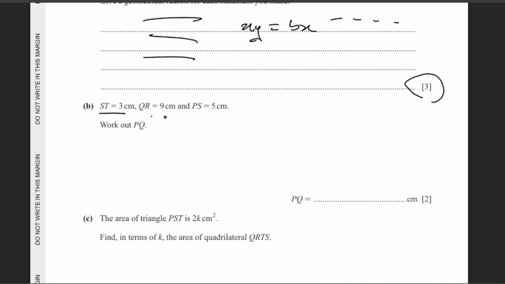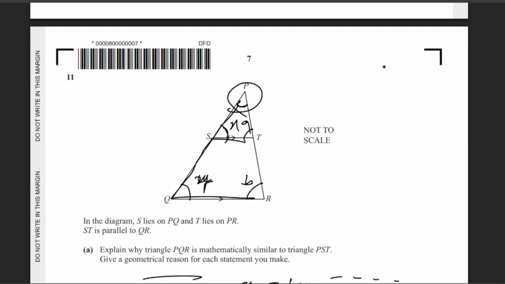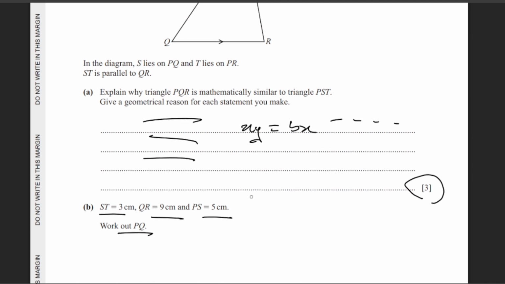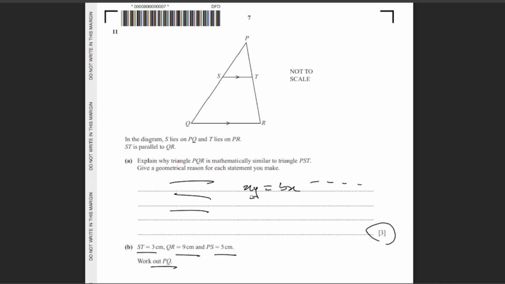They have given us the lengths of these sides. We need to work out PQ. This is a simple question, right? You just need to know ratios for this, guys. ST equals 3, QR equals 9, and PS. Okay, so let's label these sides. ST equals 3. QR equals 9. And PS equals 5. We need to work out PQ.